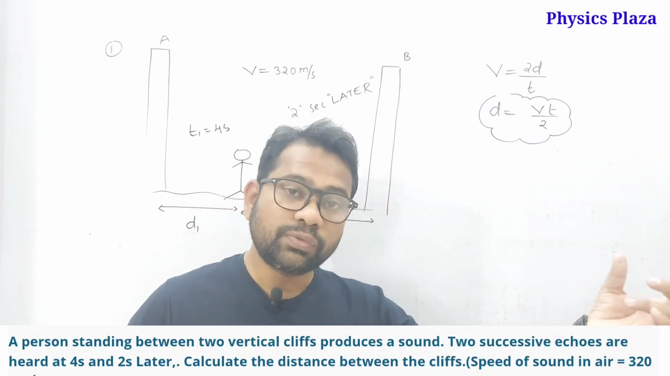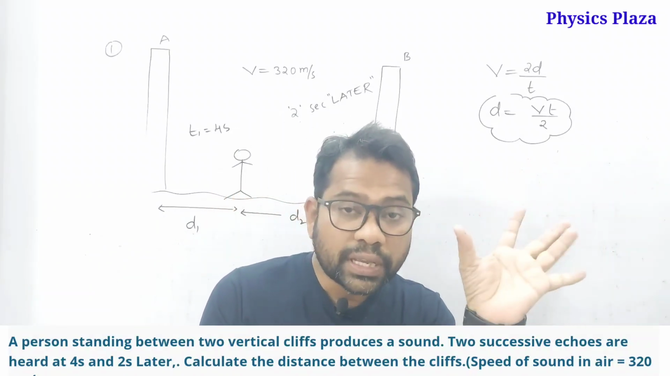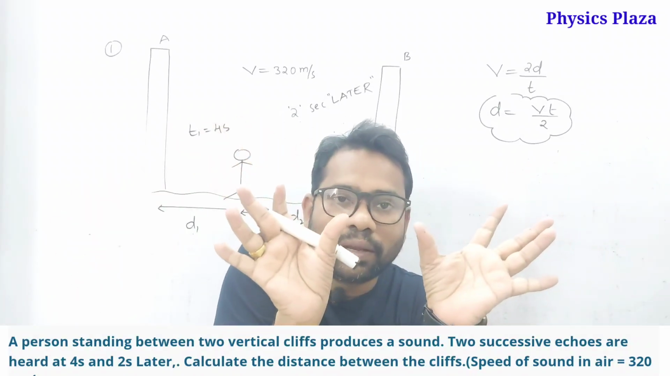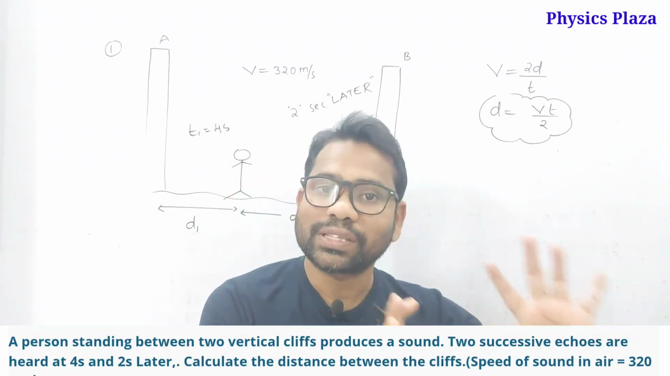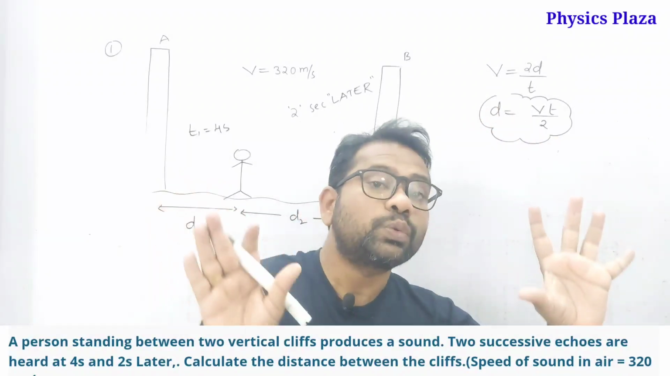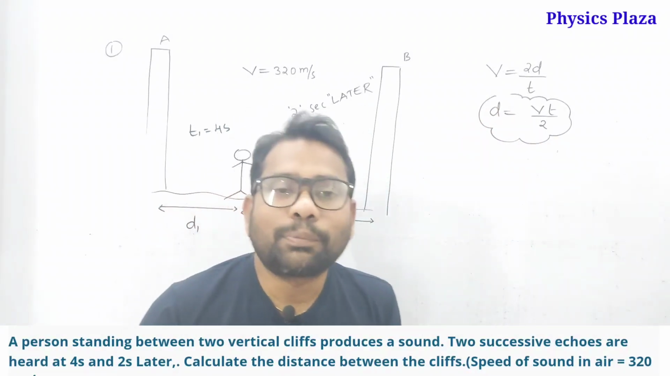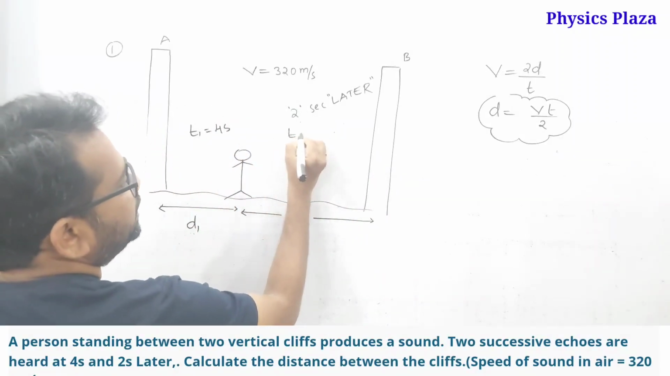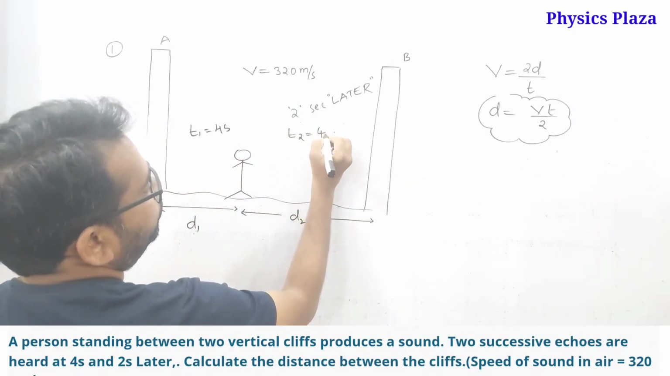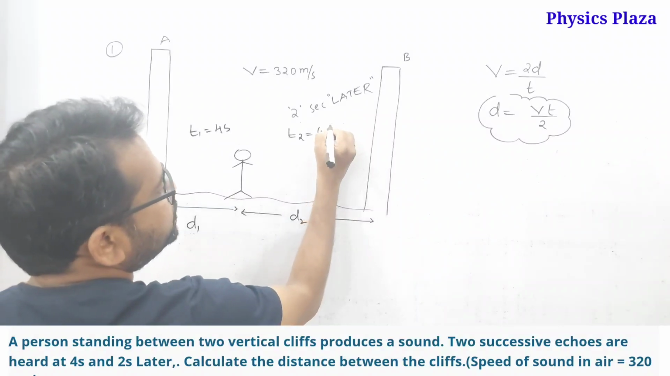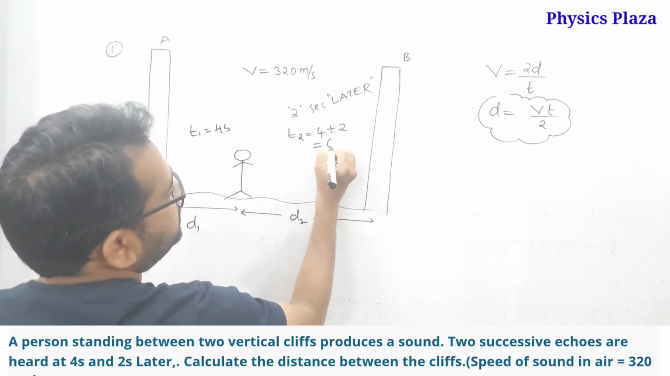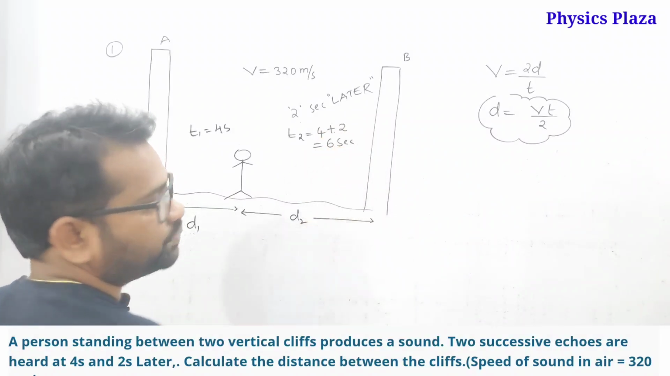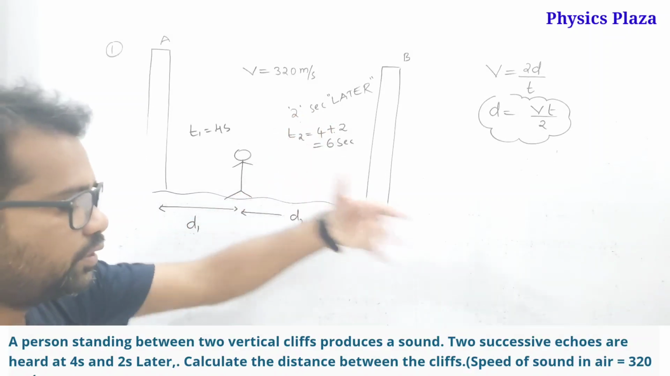So this word, children, this word "later" is a hint to us. If you don't think about this word "later", then the complete numerical will go wrong. 2 seconds later means what? First he is using 4 seconds, later 2 seconds. Means what is the total time taken to hear the second echo? 4 plus 2, 6 seconds. This is a point where we should understand. Once you know this, you can solve it.